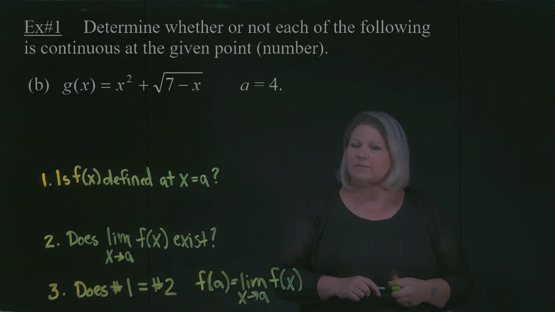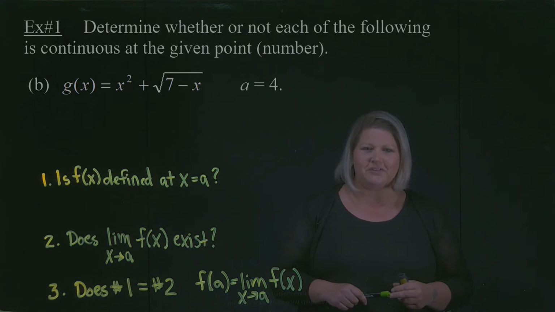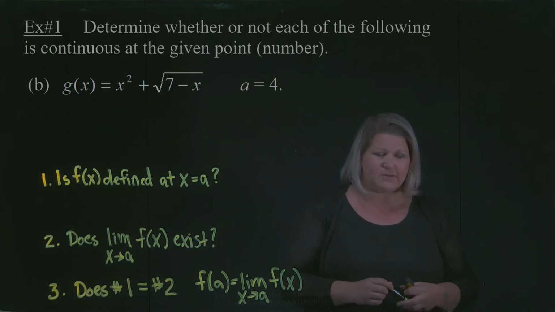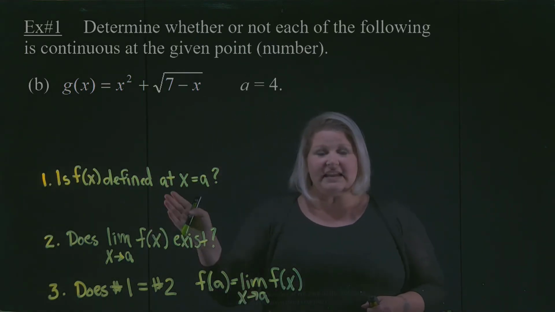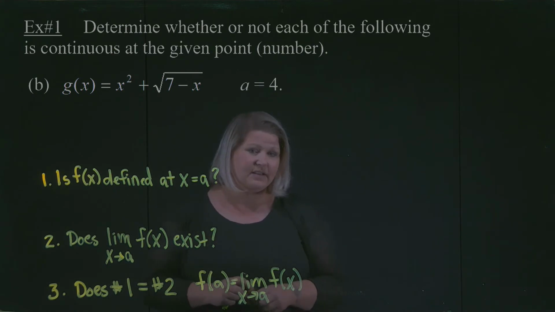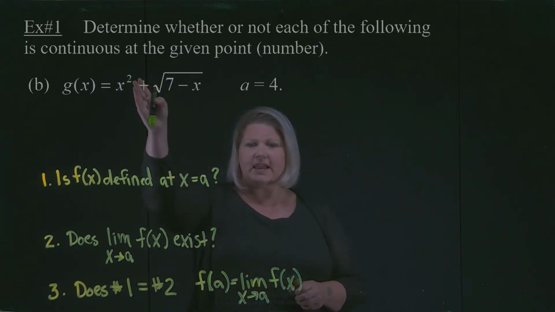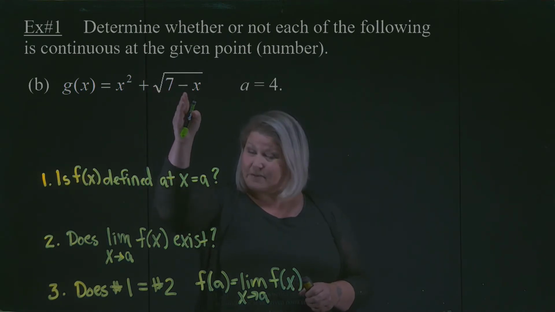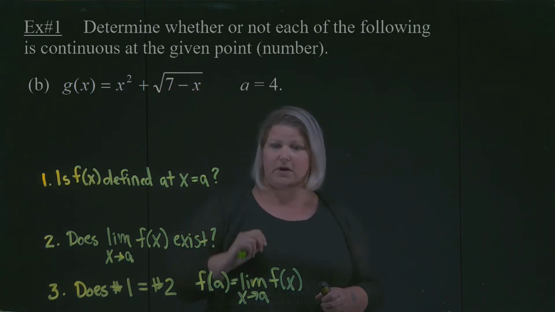Let's take a look at this problem. g of x is defined as x squared plus the square root of 7 minus x. And we're looking to see if it's continuous at a equals 4. So first thing, we have to look: is f of x defined at x equals a? Well, let's plug 4 in here. What do we get? We'd end up with 4 squared plus the square root of 7 minus 4, which is going to give me the square root of 3.